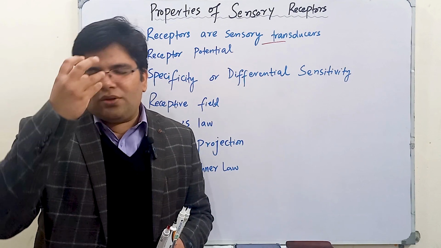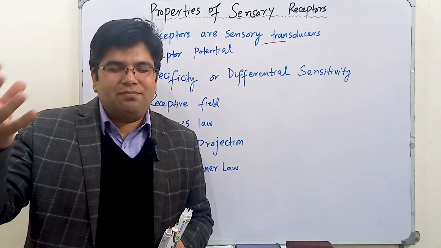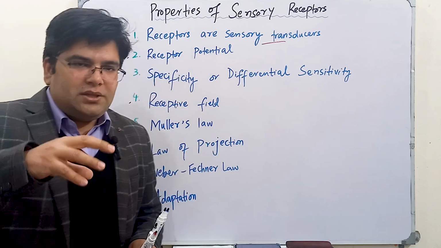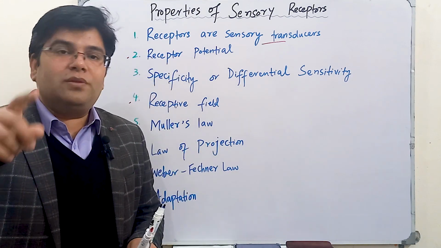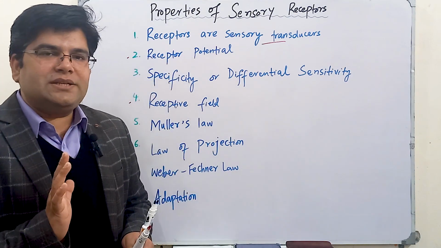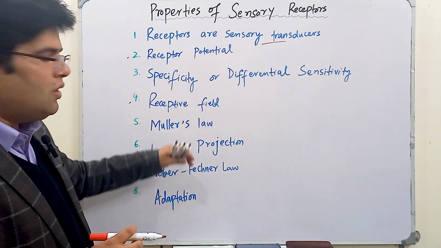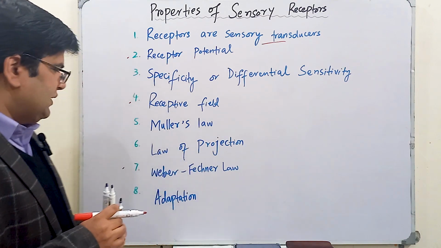So even if you stimulate your rods and cones with intense pressure, like a ball hitting the eye, once again the signals carried from our rods or cones will be the same, which is the light signal. So this is called Muller's law or law of specific nerve energies.